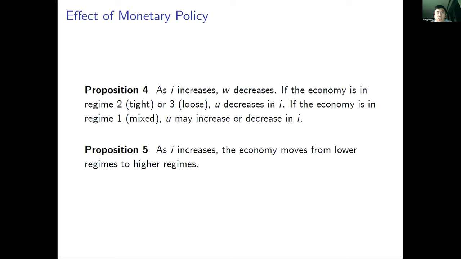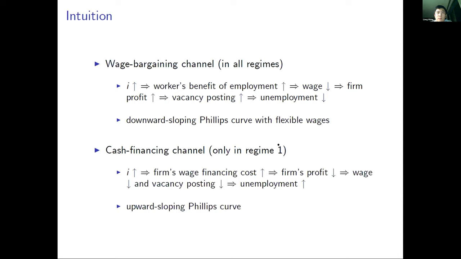But if the economy is already in regime number one, a mixed payment scenario where firms use both cash and capital credit to pay for the wage, the unemployment rate may go up or down with inflation. As i increases, the economy moves from a lower regime to a higher regime. This is similar to the result we've seen from the last slides. The intuition is exactly because of two different channels. One channel only functions when firms have both cash and credit to pay for the wage, and the other one is always there. So you have two channels working in opposite directions.